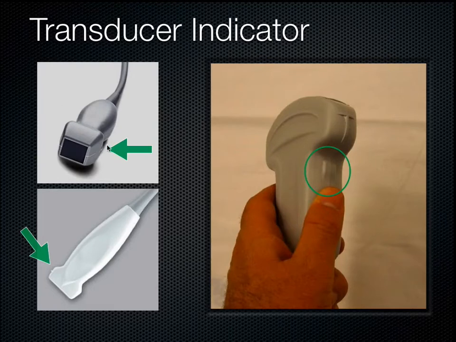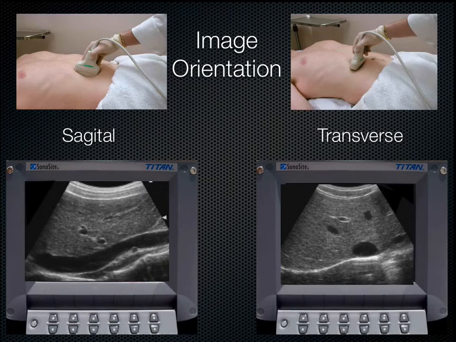every time you pick up a probe, look for the indicator. Sometimes it's a dot or a nipple, a little groove, a little notch, something like that. You're looking for the indicator on the screen. And the standard orientation in the radiology abdominal software setting, which is the standard that we use in the United States, is to have the indicator towards the patient's head in a sagittal plane and towards the patient's right in a transverse plane.